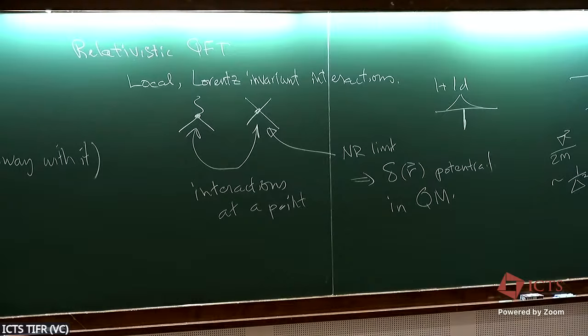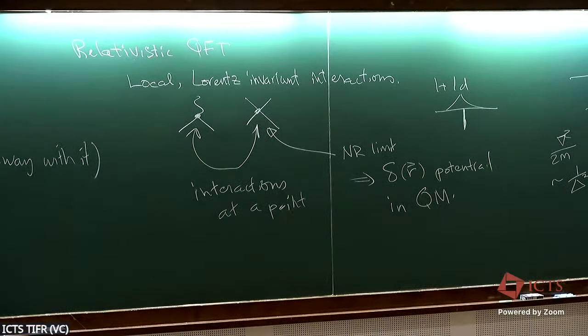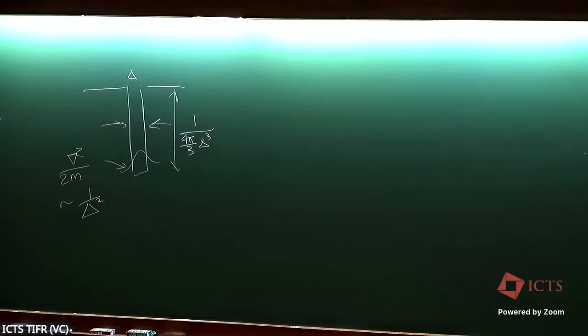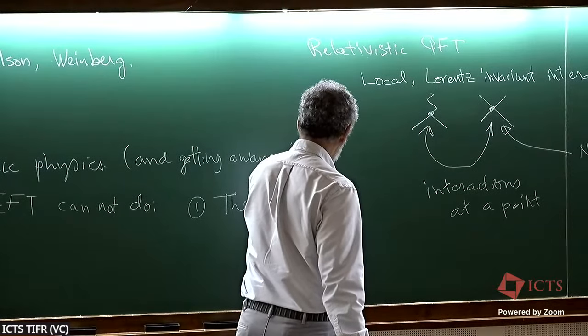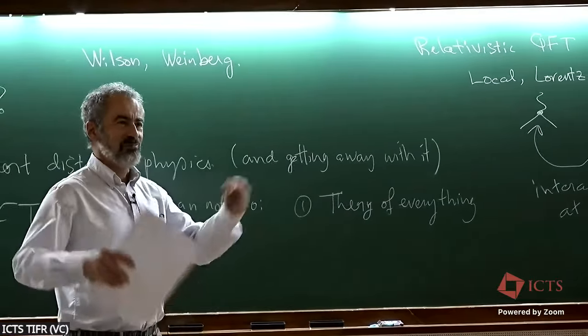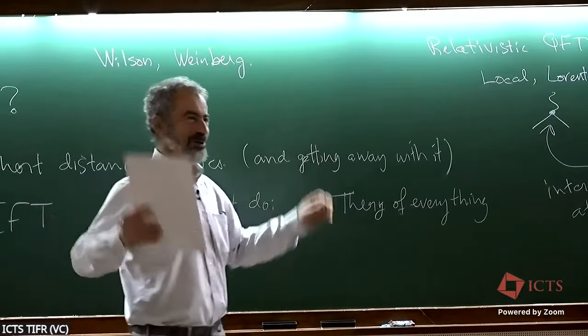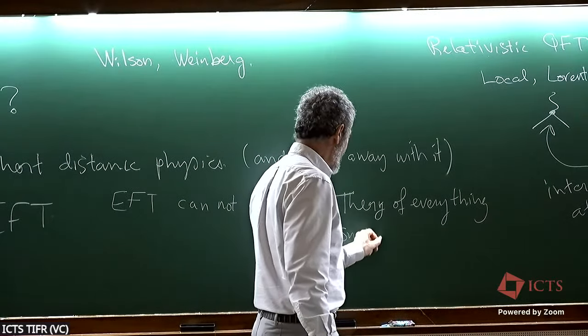So where is effective field theory useful? It's useful almost everywhere, but what EFT cannot do, one is a theory of everything. You want a theory of everything? You don't go to effective field theory. Go to string theory or something, you know. But the other thing is systems without a hierarchy of length scales.